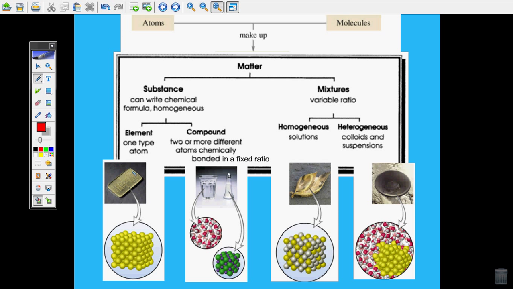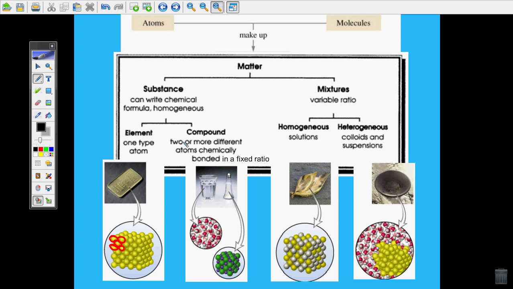So here we have gold, and if you look at a molecular picture of gold, you'll see that each one of these atoms is exactly the same, and it's the same throughout. So that's an element.